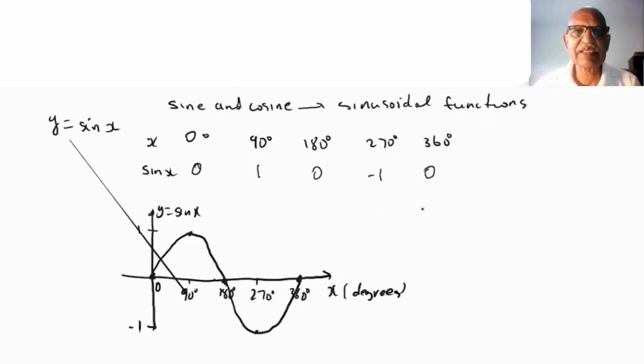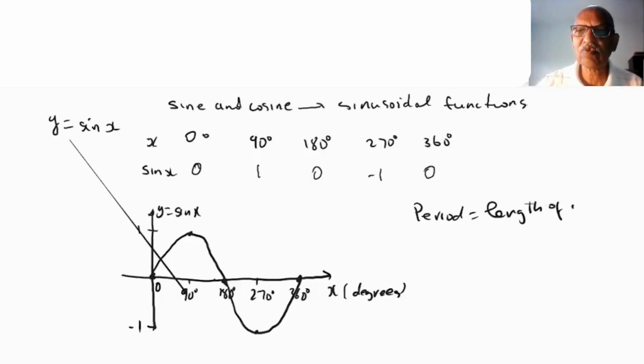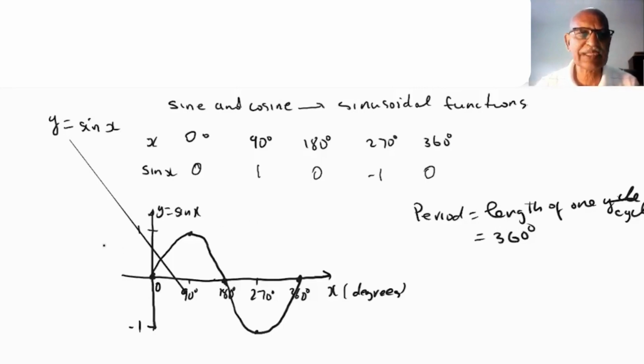One cycle means the period is one cycle. The period is the length of one cycle on the x-axis. So in this case, the period is 360 degrees. It's because one cycle finishes from 0 to 360.